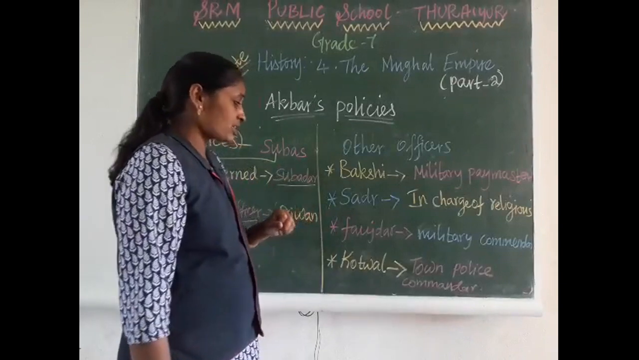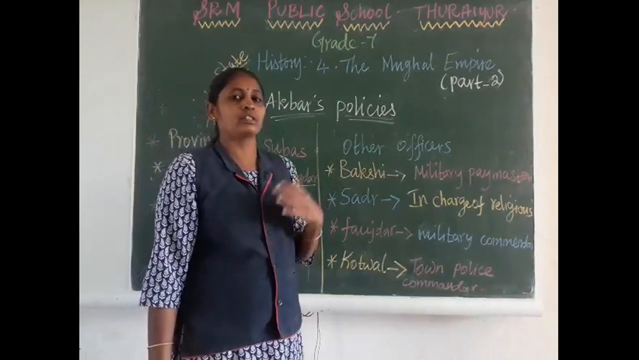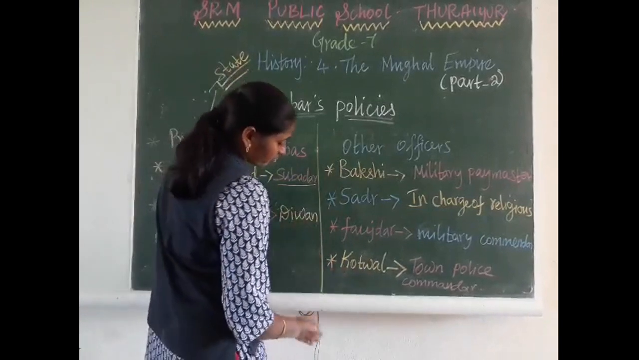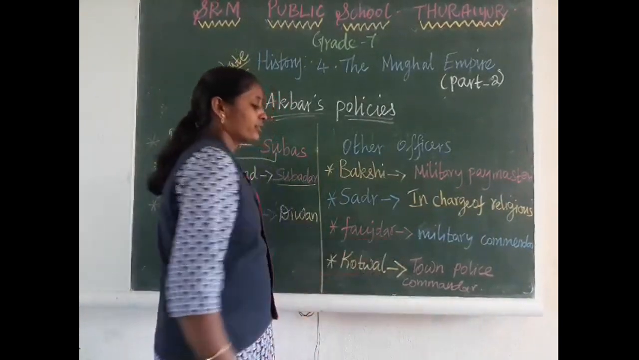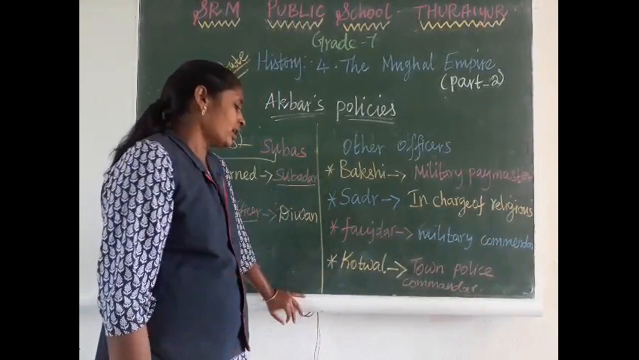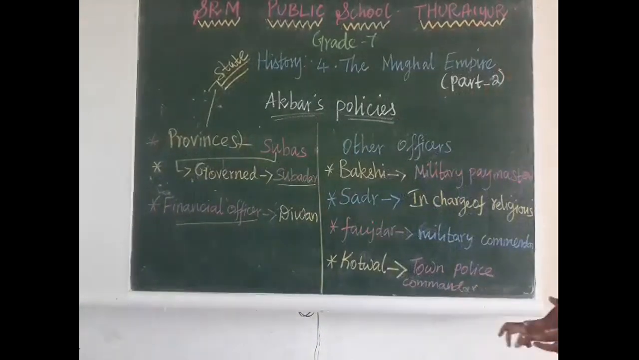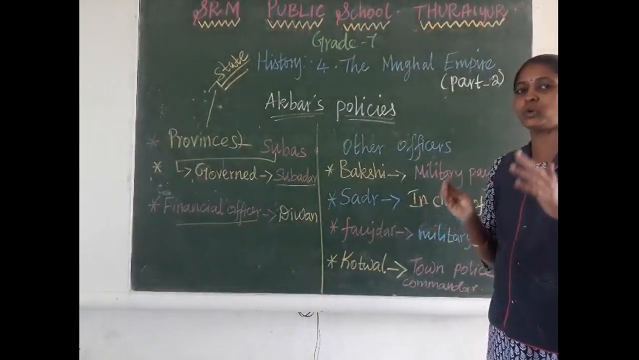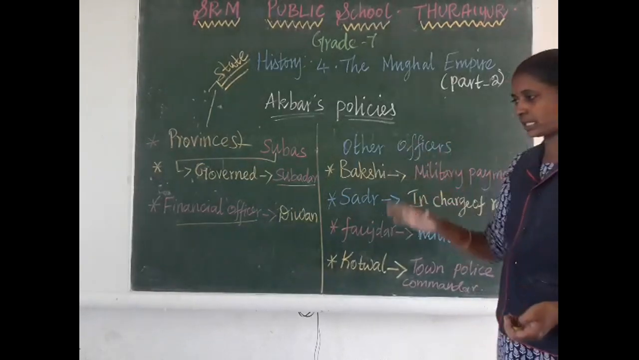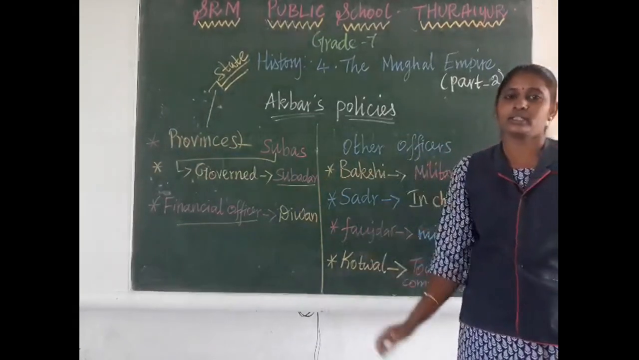Next is the Sadar. Sadar means the person in charge of religion and patronage. The third one is the Faujdar. Faujdar means military commander. And Kotwal means town police commander. Suppose a region wants to be ruled in a peaceful manner without any problem, definitely we need this kind of structure. That alone was followed by Akbar during his ruling time.